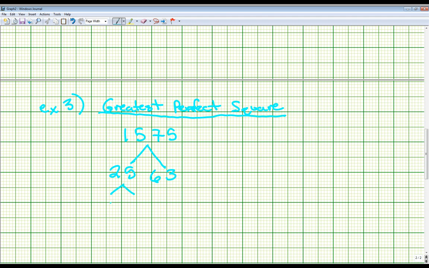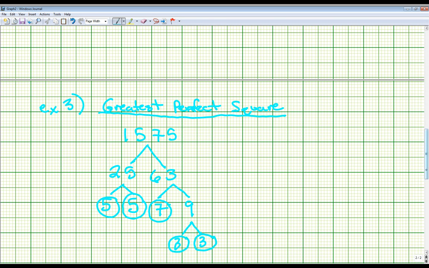The only other factor pair of 25 besides 1 and 25 would be 5 times 5. And actually 5 is prime, so we're going to circle both of those, and those are going to be done. 63, the way we get to 63 would be 7 times 9, and 7 is prime, so we're going to circle that one. And then 9 can keep going. The only way to get to 9 would be 3 times 3. And 3s are primes, so we'll circle those.